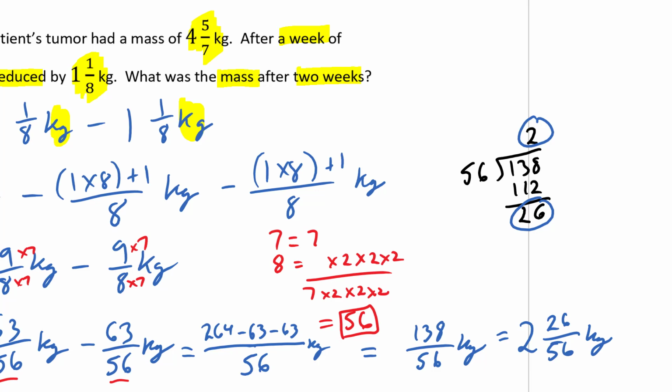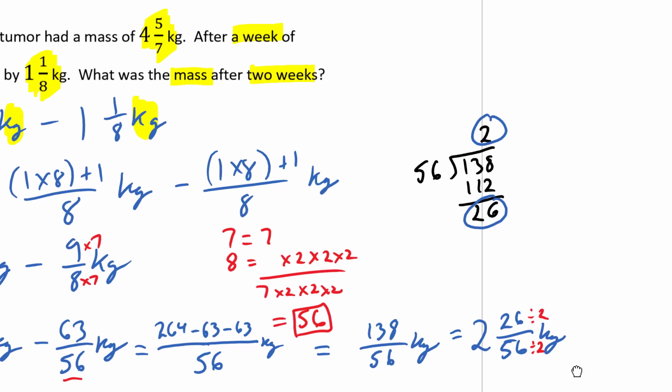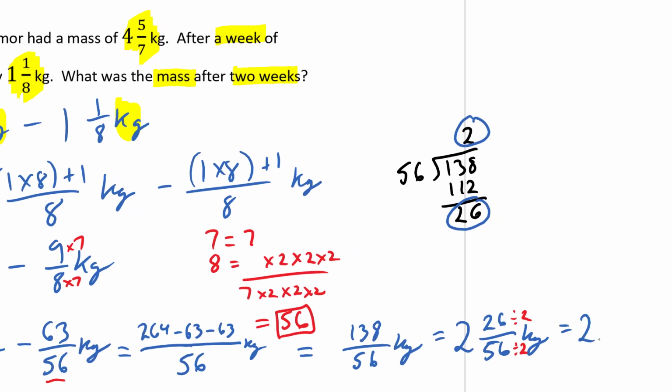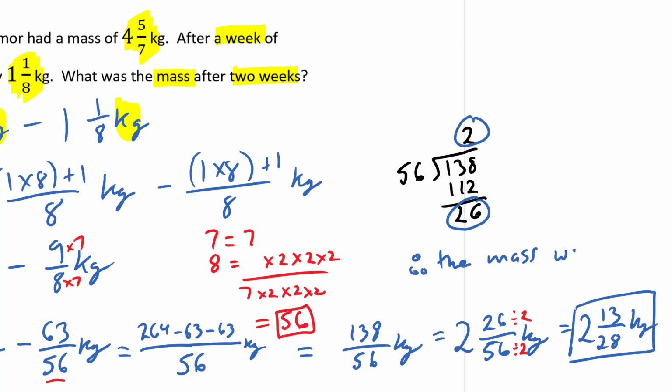Can we simplify that? Yes, we can. Divide the top by 2, divide the bottom by 2. Here we get 2, and we have 13 over 28 kilograms. Final answer. Not quite the final answer. Therefore, the mass will be 2 and 13 over 28 kilograms after 2 weeks.